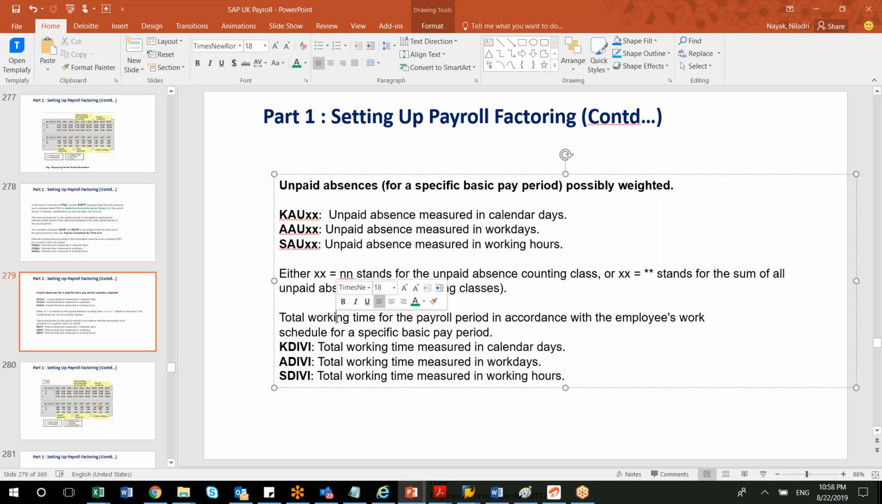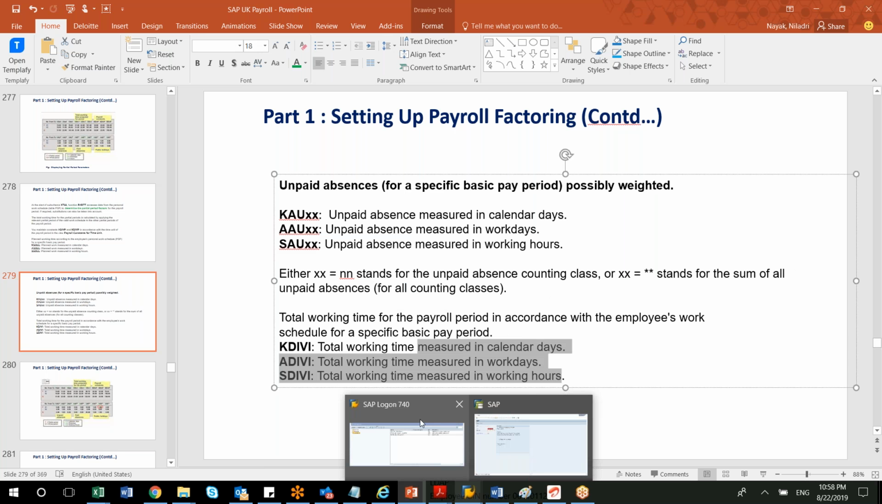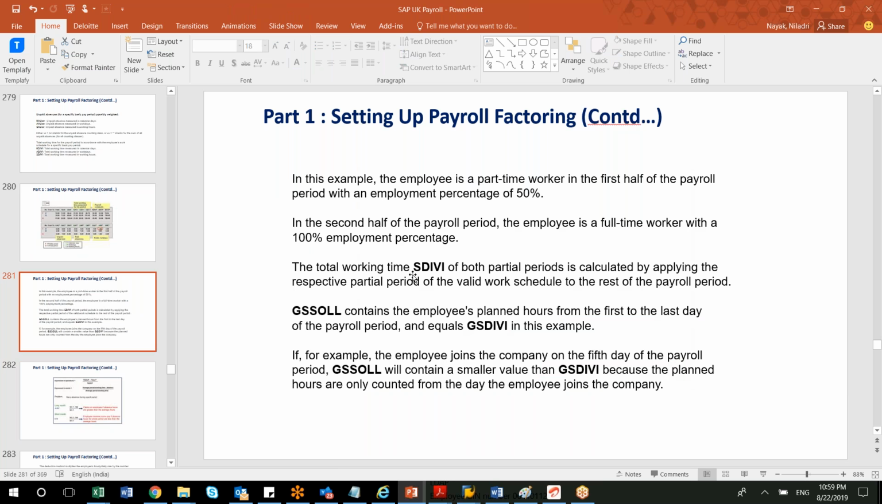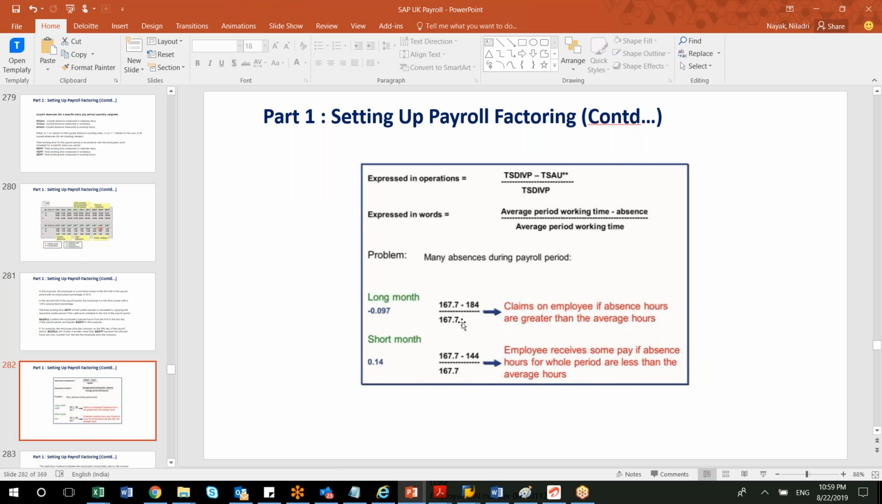So this was regarding your payroll factoring and the calculation. Every calculation will have some formula. Whatever formula is inside any of these operations, you don't have to remember it, but you have to understand how the calculations work. I will give one example here for this factoring. Suppose there is a short month, and I was giving an example of a month like February. When it is a long month, I'll give an example like August, which has 31 days.